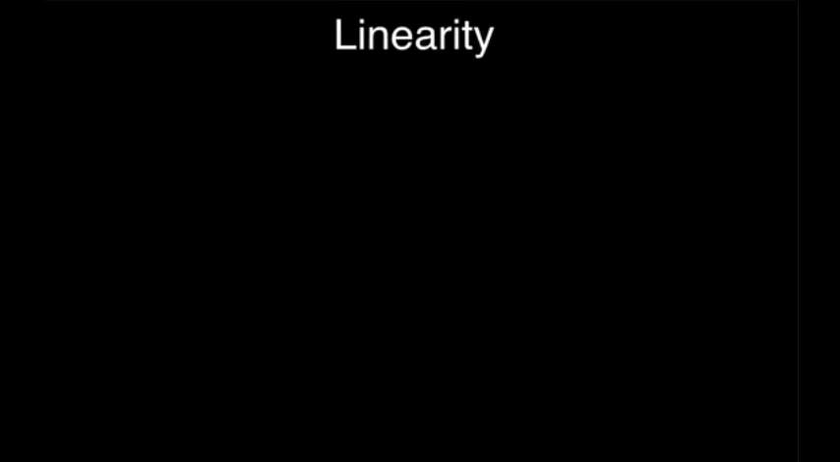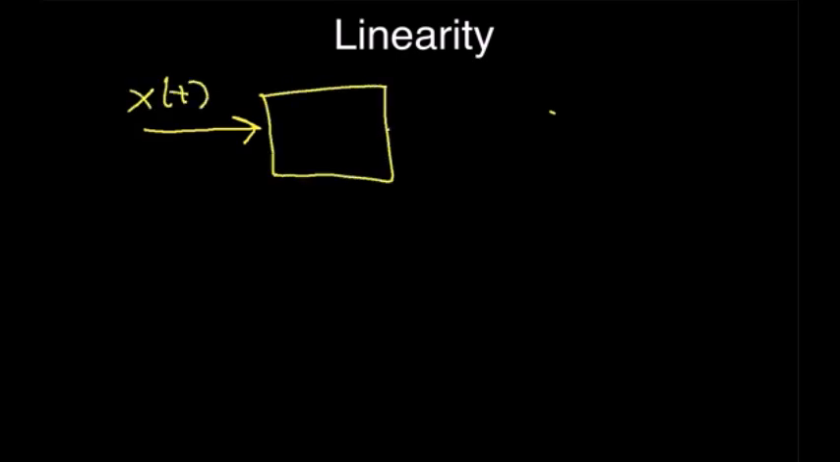In this video, we're going to go through an example to determine whether or not a particular system is linear. For this video, the example we'll use is a system where you have an input and an output, y of t, and the output is just equal to the input squared.